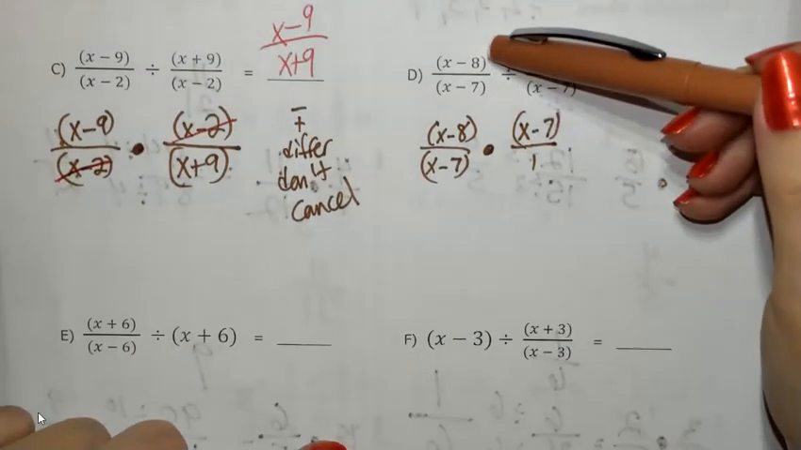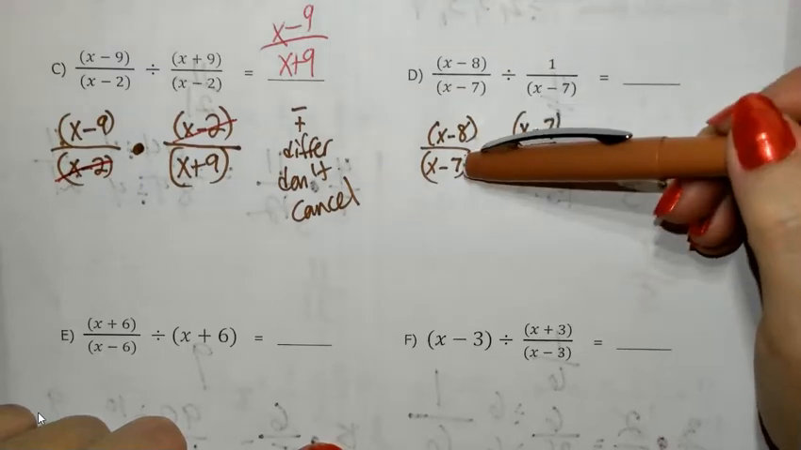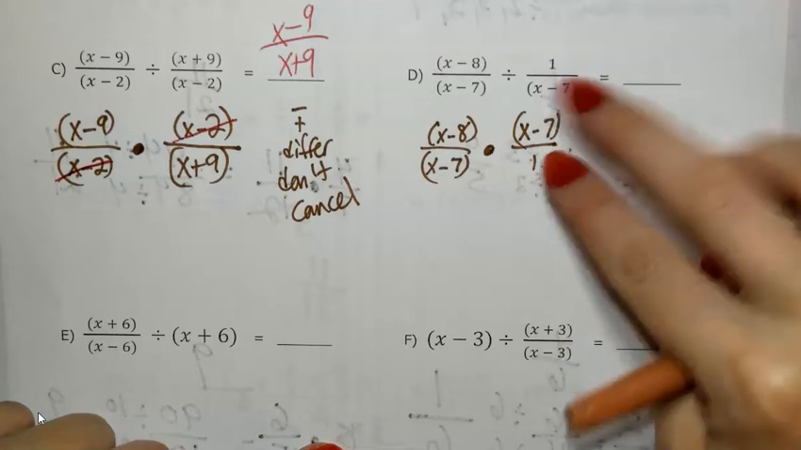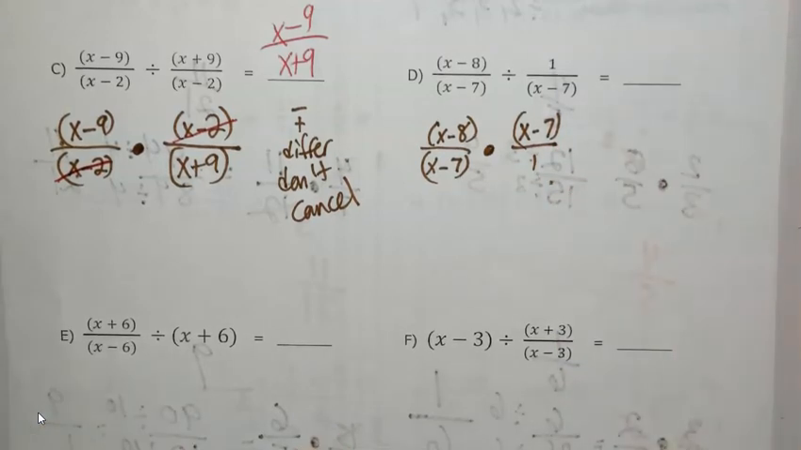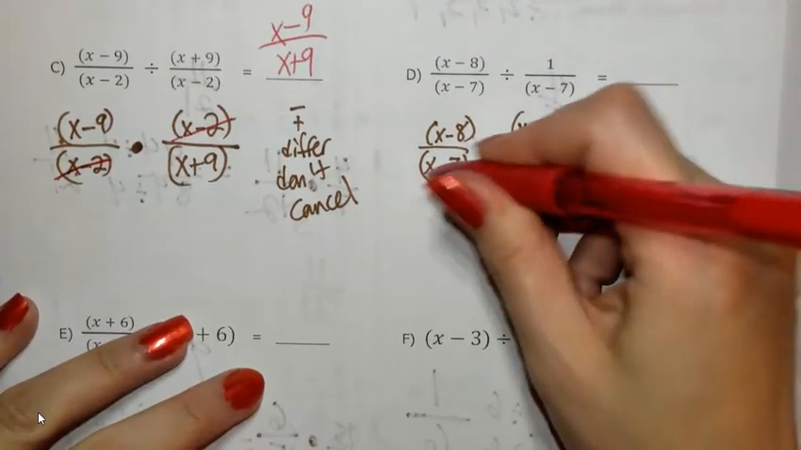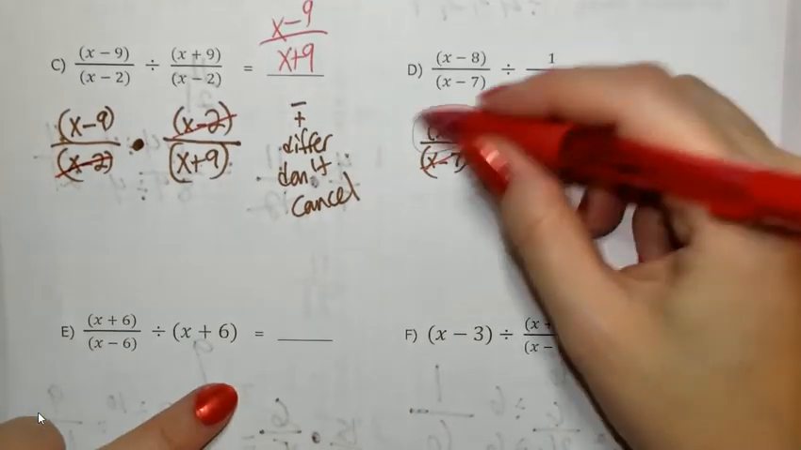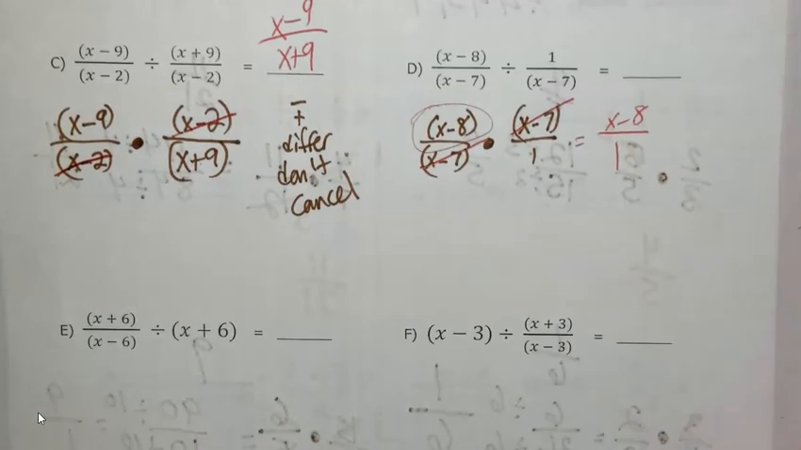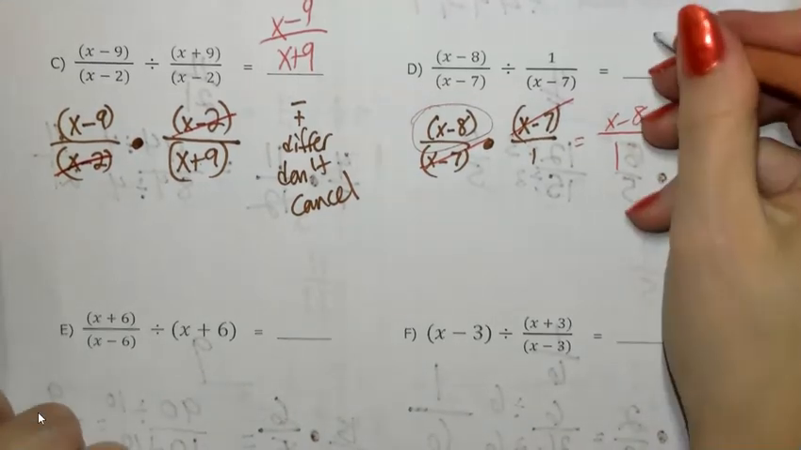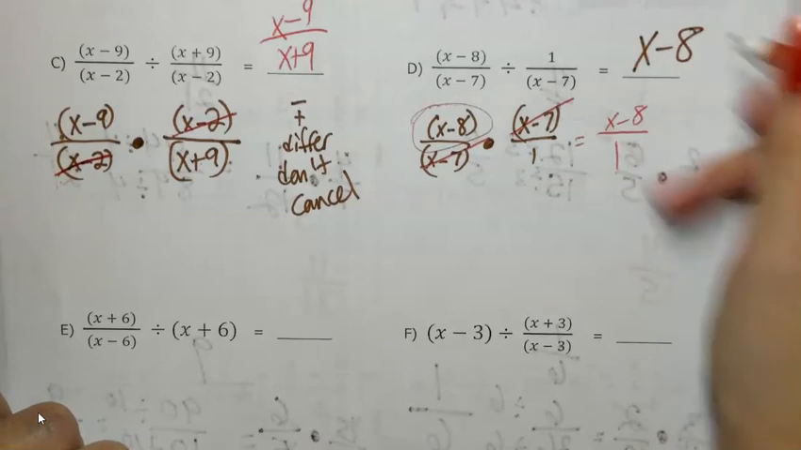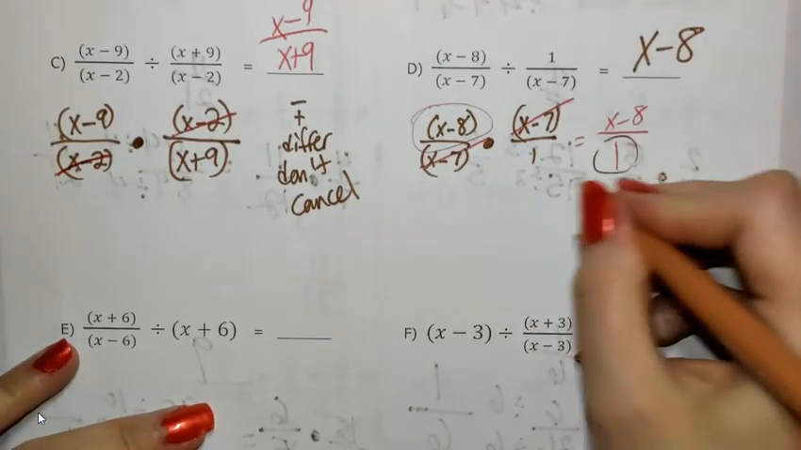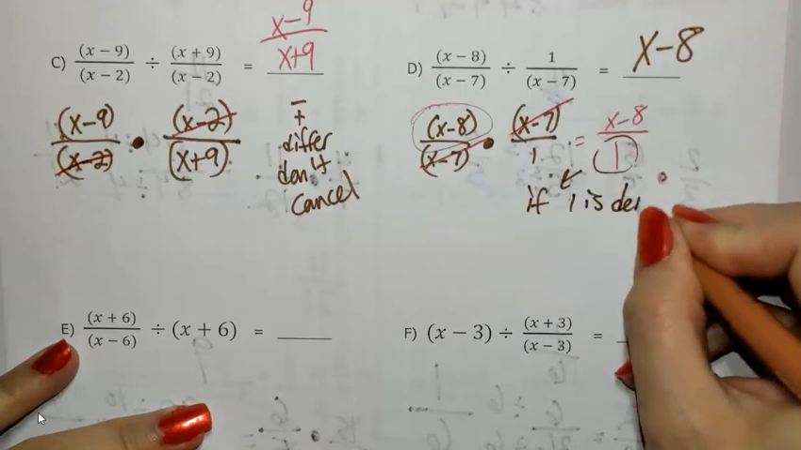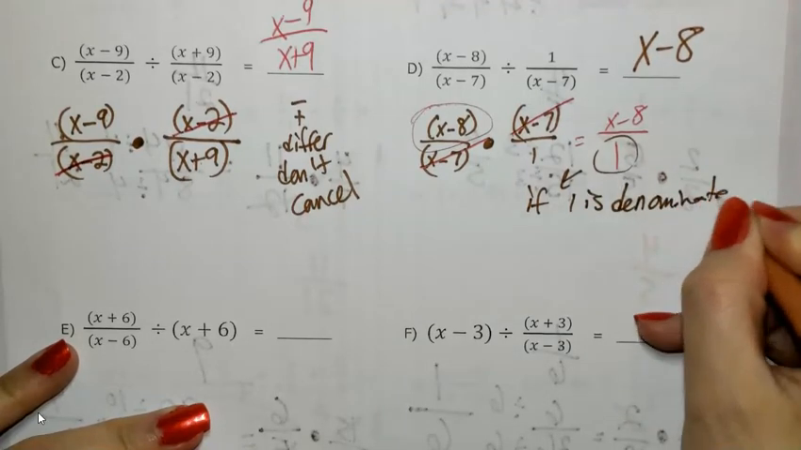So we have the first fraction, x minus 8 over x minus 7. Change the operation to multiplication, and then flip the second fraction. Yeah, the x minus 7's cancel out. You're just left with x minus 8 over 1. If you have a 1 down there, you don't even have to write it. Now, if it's at the top, you do need to write it. So if 1 is the denominator, you don't have to write it.